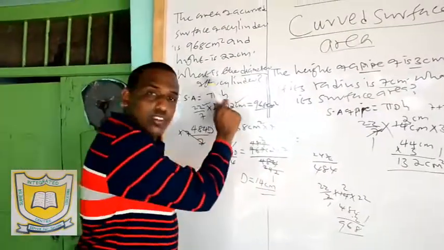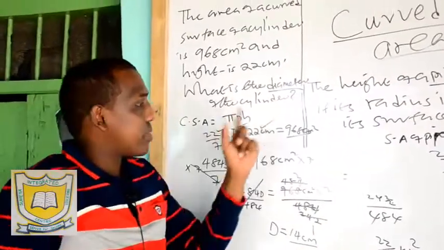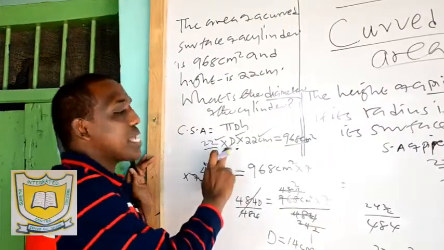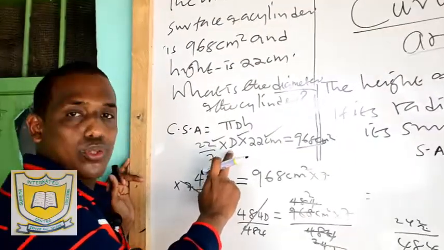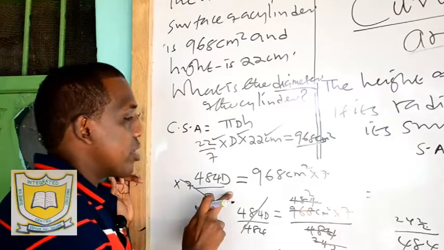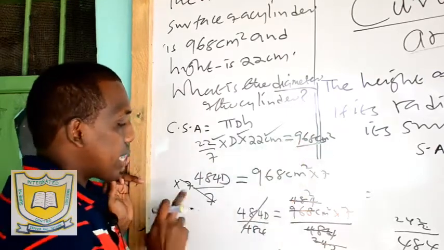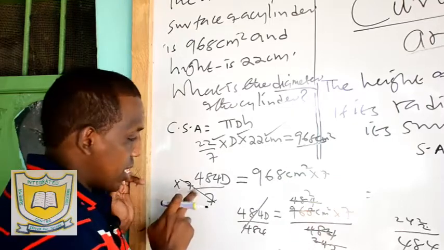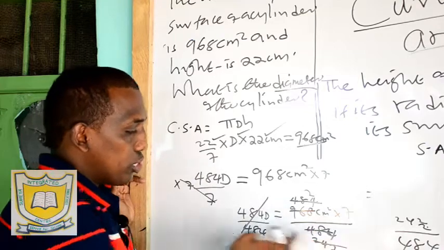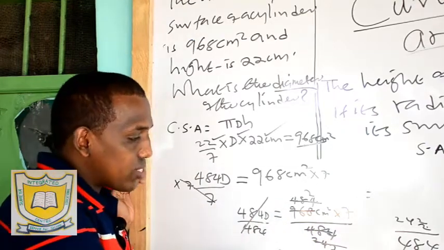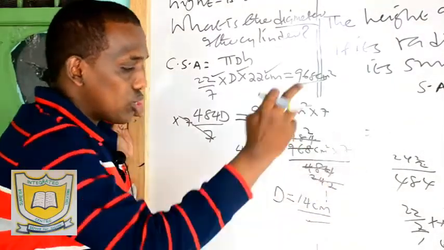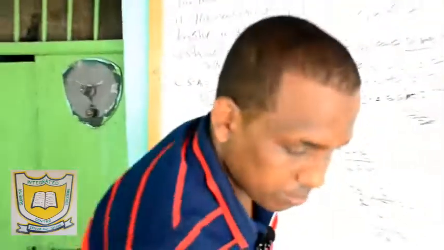I said whenever you are given the curved surface area, the total, to find the diameter, you use the formula pi dh. Pi, 22 over 7, times diameter d, which we don't know, times 22. 22 times d times 22 gives 484d. Over 7 is equal to the total area, times 7 on both sides, they go together. 484d is equal to 968 times 7. Divide by 484, they cancel. D, the diameter, is equal to 2 times 7, which is 14. That's how we get the diameter.